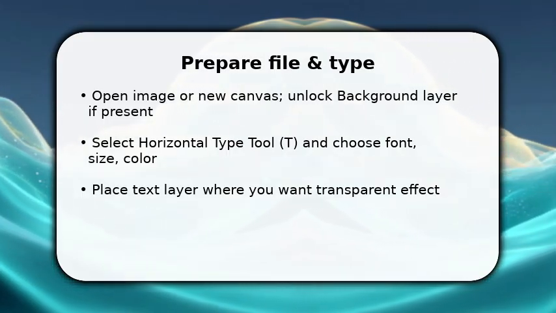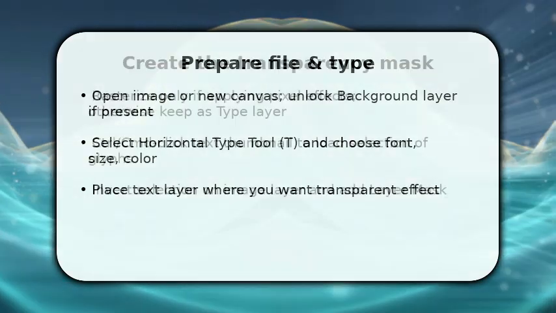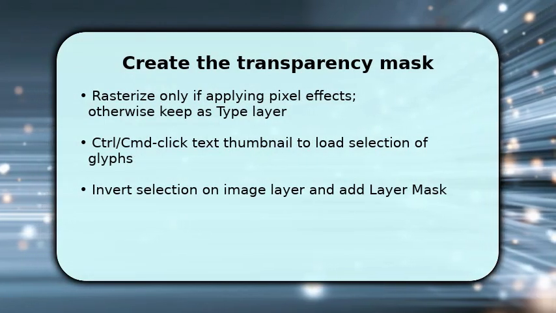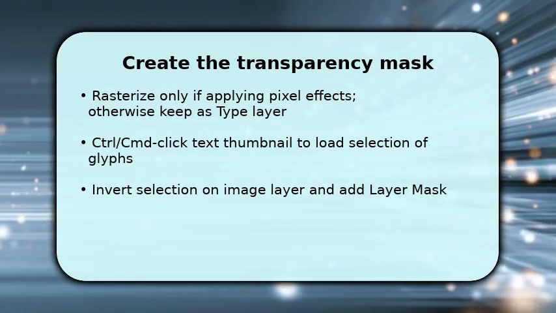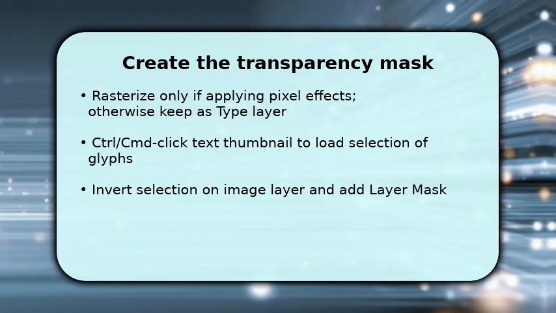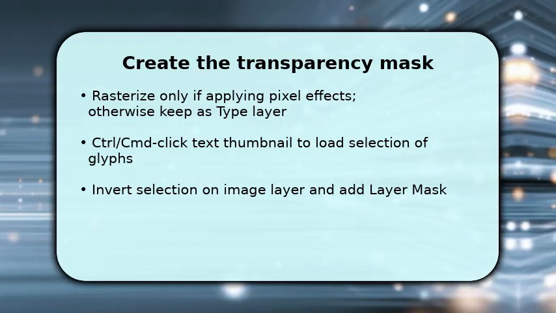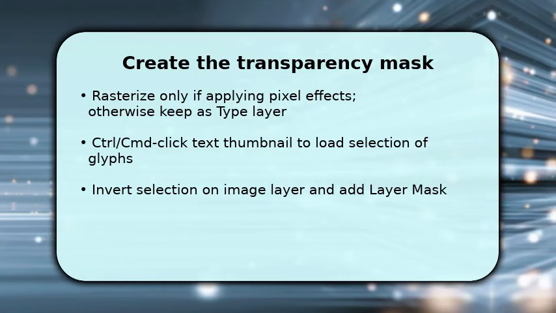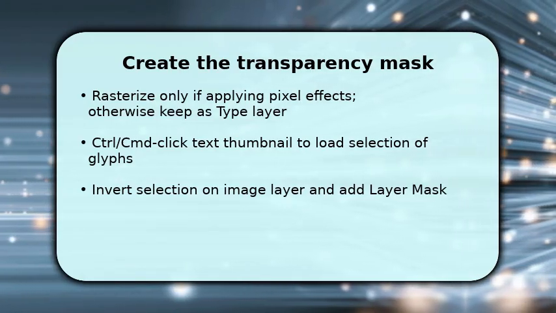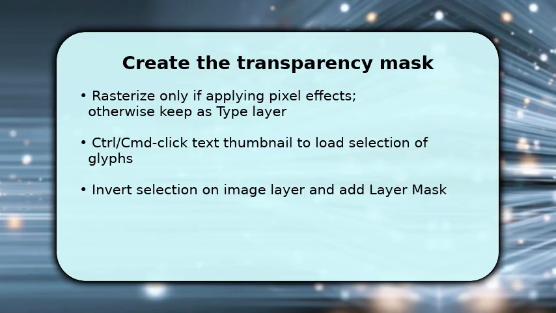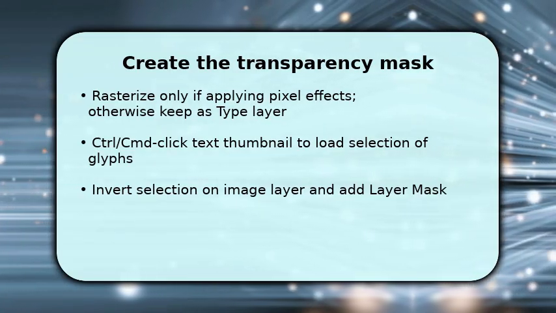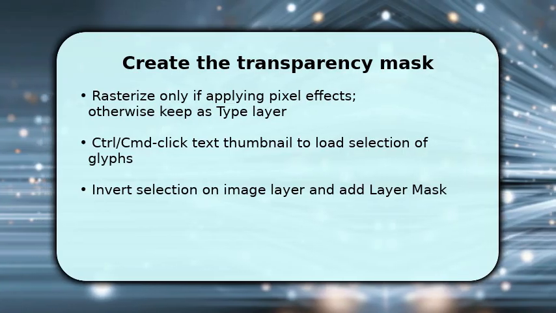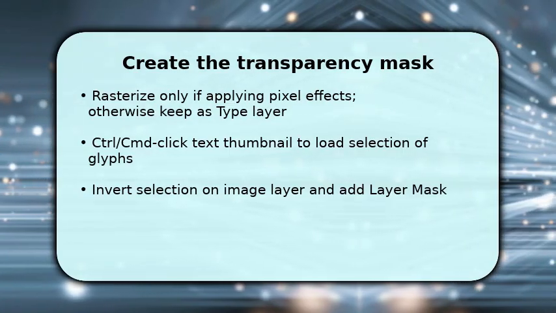Next, you'll use a selection to remove pixels underneath the letters. If you plan on non-destructive editing, don't rasterize the text. Instead, Ctrl/CMD-click the type layer thumbnail to load the letter shapes as a selection. Then select the image layer beneath, invert the selection if needed so the letters are targeted, and add a layer mask. This will mask the image inside the glyphs, creating transparent text.